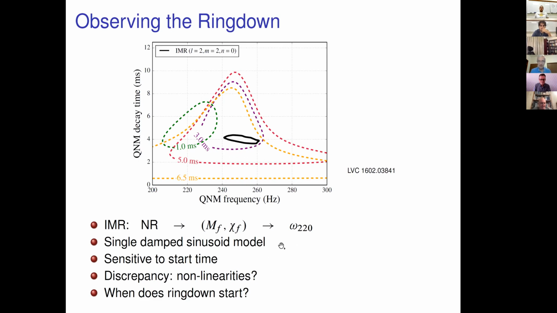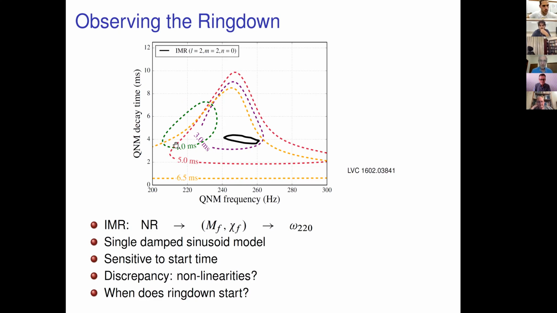And then they tried fitting a single damped sinusoid. And they found it was very sensitive to the start time that they used, relative to the peak of the waveform. You're waiting for the nonlinearities, which at the peak presumably correspond to the strongest part of the merger signal, where you would expect a lot of nonlinear effects. So you're waiting for that to decay away so you can see this damped sinusoid emerge.